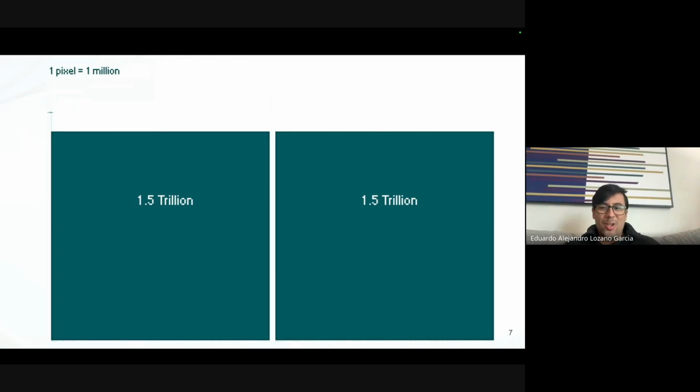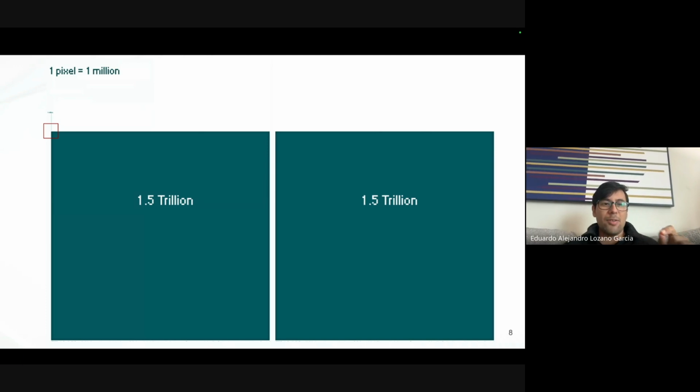But of course, the image I showed is not really the real perspective. Here I have an image in which 1 pixel corresponds to 1 million. And I promise you that there's a dot here. You just cannot see it. There's a perspective of 1 million versus 3 trillion. And it's a huge difference, right?